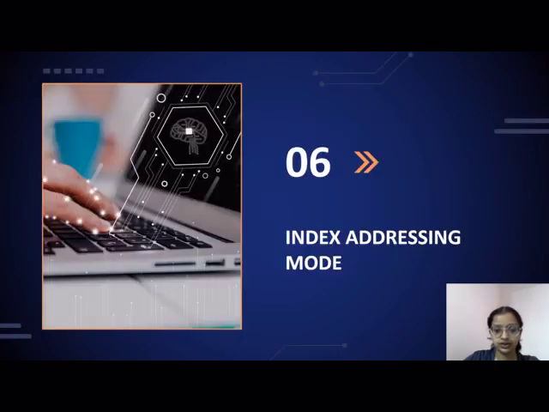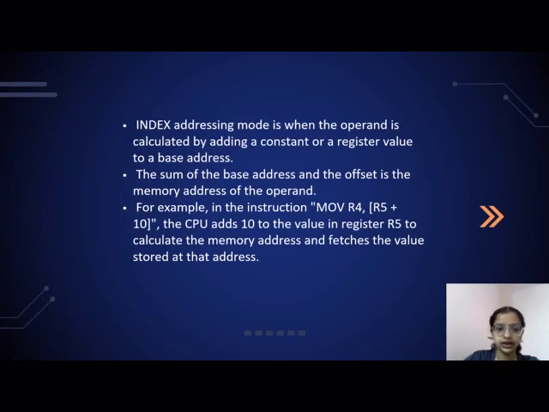Index addressing mode. Index addressing mode involves calculating an operand's memory address by adding a constant or register value to a base address. The resulting memory address is determined by the sum of the base address and the offset. For instance, in the instruction move R4, R5 plus 10, the CPU computes the memory address by adding 10 to the value stored in register R5. Subsequently, the CPU accesses the value stored at the calculated memory address for execution.